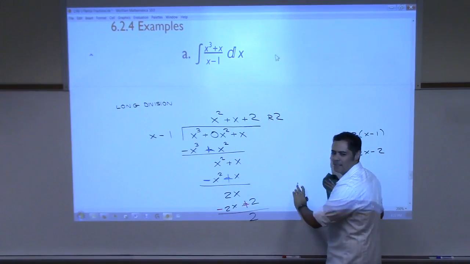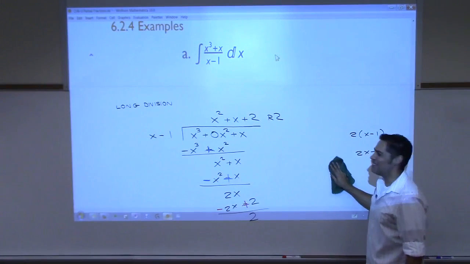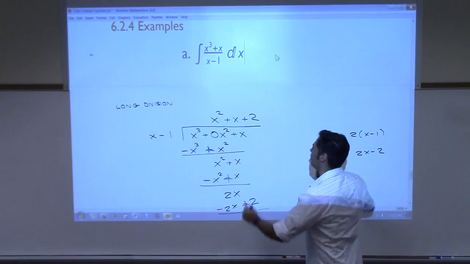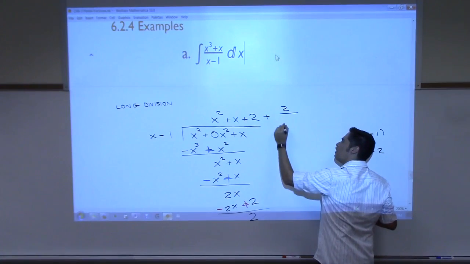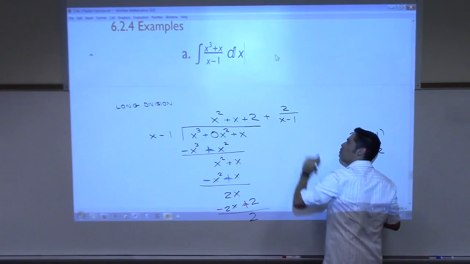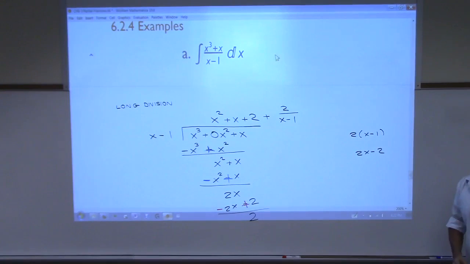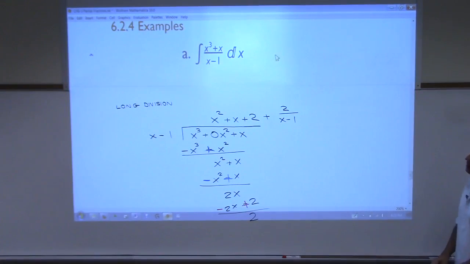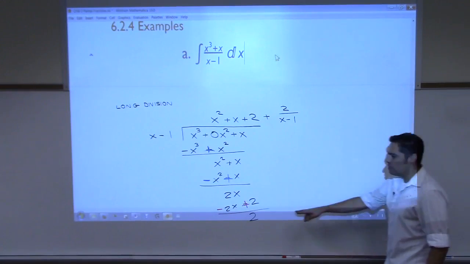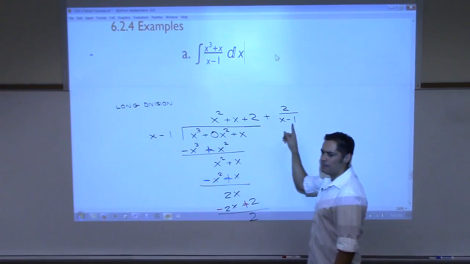R2. R2, okay. That's what we did. That's what we would do back like in the day, right? Way back in the day. So this is going to be plus, what we do is plus 2 over x minus, the remainder 2 over the divisor x minus 1. R2, yeah, that's good old days. Hey son, what'd you learn in calculus today? We did remainder 3. Everyone got that? Your remainder over your divisor is the last term.